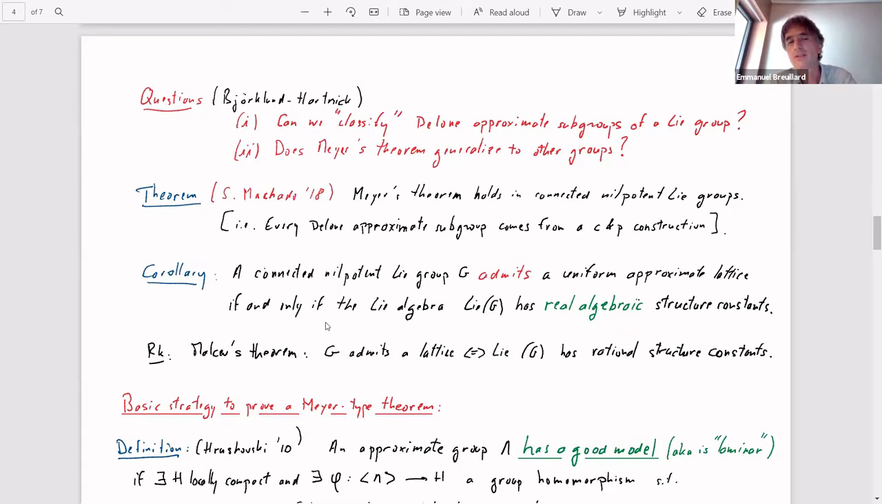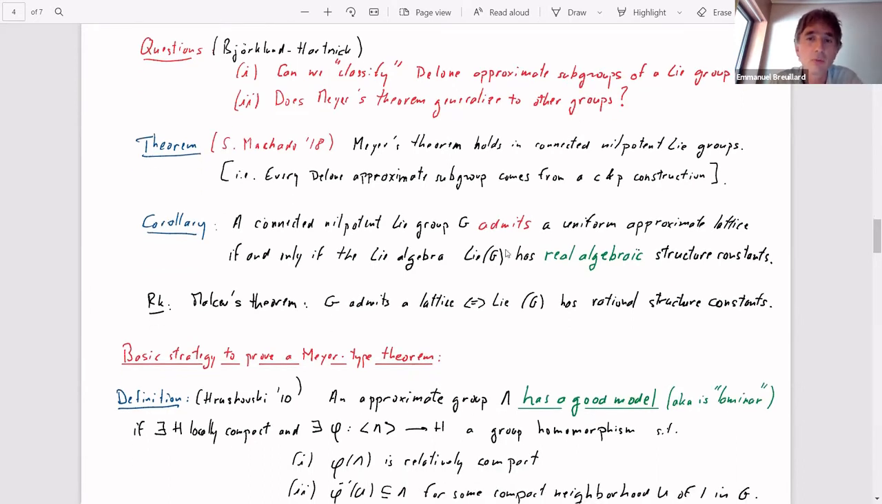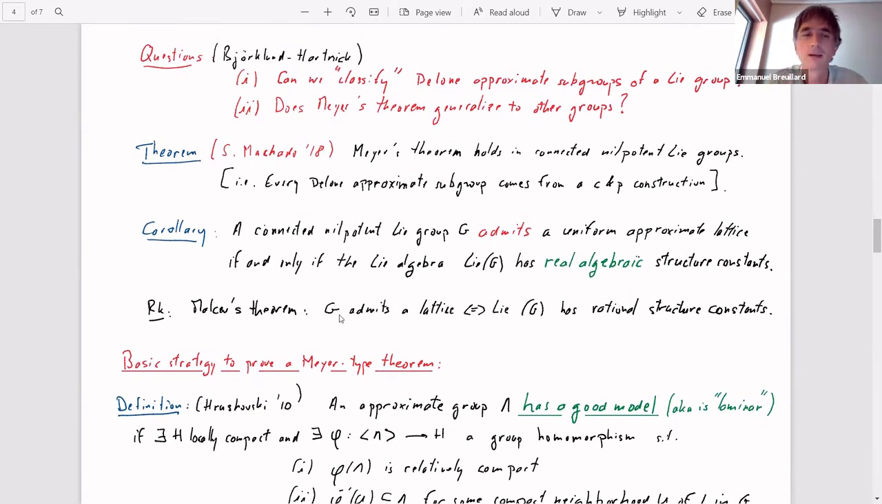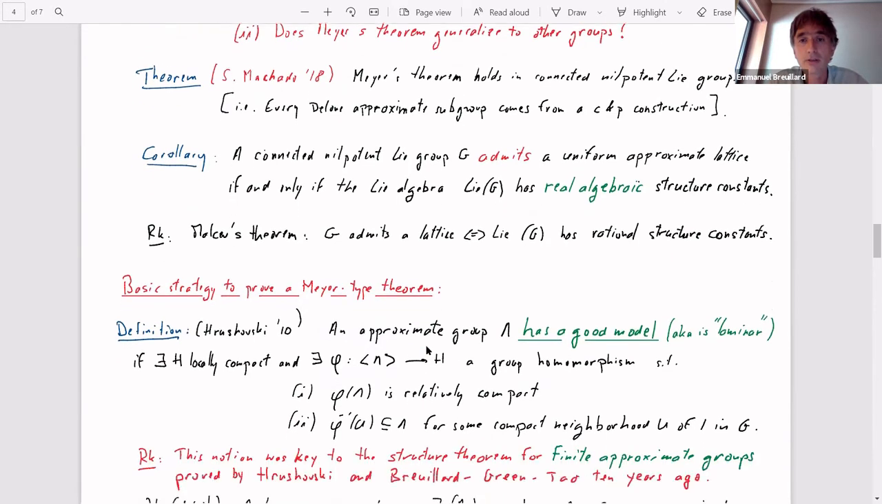And a corollary of this is that you may wonder, given a nilpotent Lie group, what are the conditions for it to admit some uniform approximate lattice? And it turns out that this is if and only if the Lie algebra of the nilpotent Lie group has algebraic structure constants. So this is reminiscent, or it's a generalization, of Malcev's theorem, which is proven in the second chapter of Raghunathan's book, and which says that for nilpotent Lie groups, admitting a lattice is the same thing as saying that the Lie algebra has rational structure constants. So yes, this is for nilpotent Lie groups.